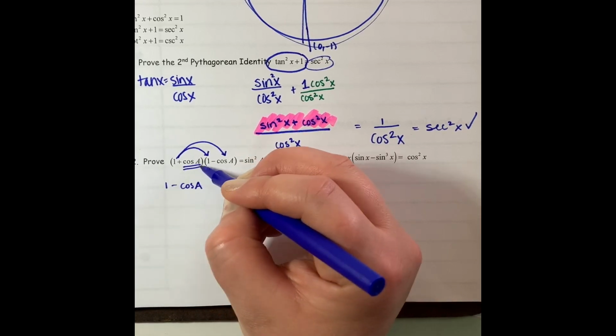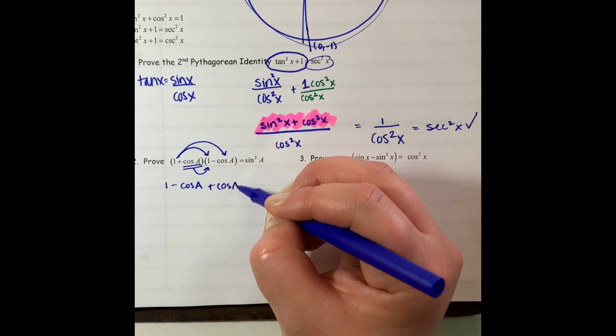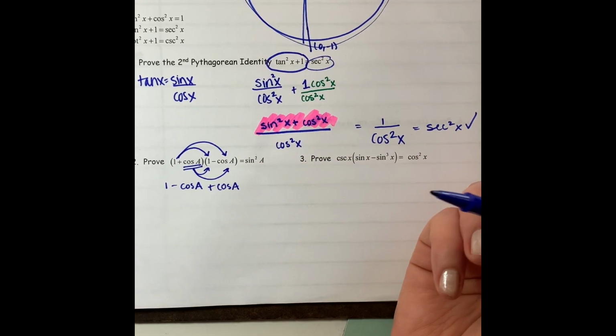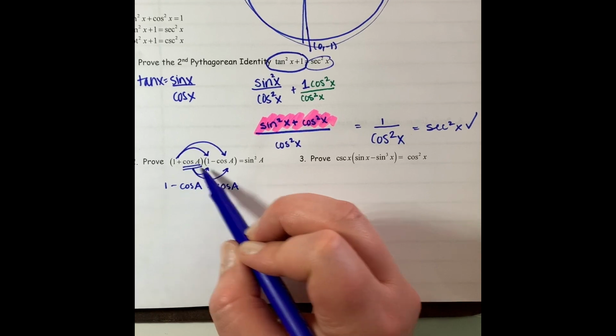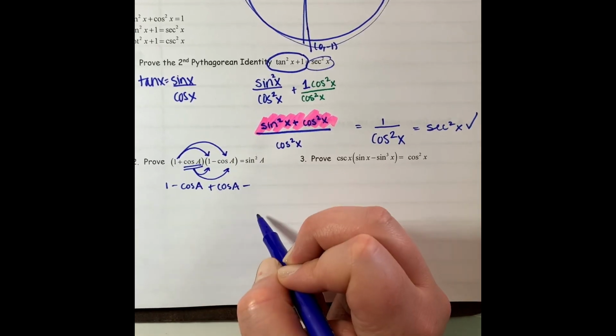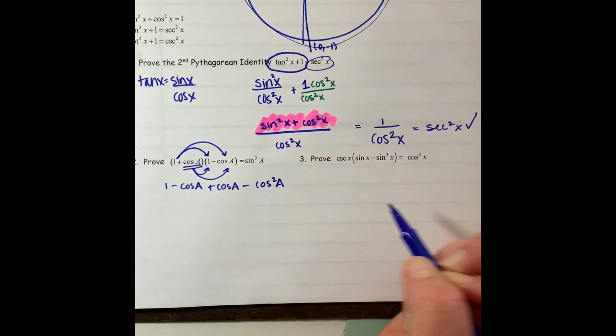Now we're moving on to this guy here. Cosine A times 1 is plus cosine A. You could write the 1 here if you wanted to, but you don't have to. And then for my last one, I have a plus cosine A times a minus cosine A. So the plus and the minus give me a minus, and then cosine times cosine becomes cosine squared A.